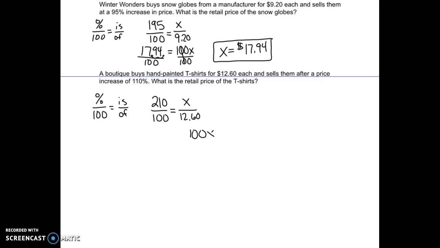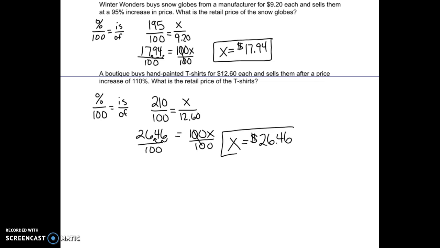We have 100x on this side. 210 times 1260 is going to be 2,646. Divide both sides by 100. Move our decimal 2 places. So x is equal to $26.46. So our t-shirts are $26.46.